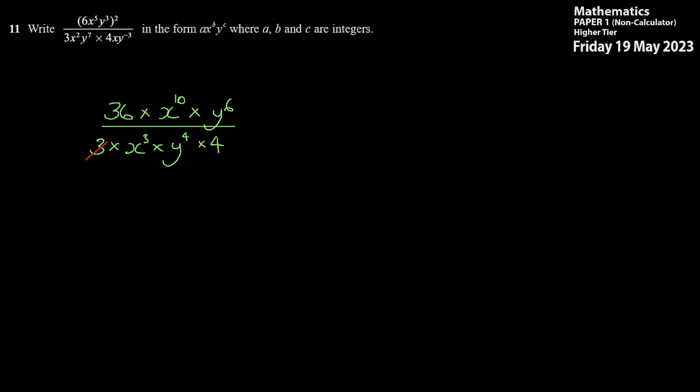Okay, cancelling. 3 goes into 36 12 times, and 4 goes into 12 3 times. So our number term will be 3. Now the x's. I've got x to the 10 on the top, dividing by x to the 3 on the bottom. This will be x to the 10 minus 3, which is 7. And the y's, I've got 6 on the top, take away 4, 6 minus 4 is 2.